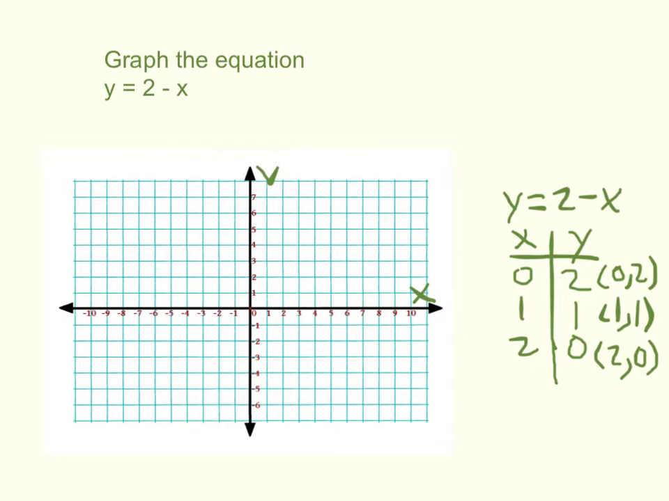And then so I've got (0, 2). So it's right there on the y-axis. Next I have (1, 1), and finally I have (2, 0). And then I'm going to draw a line through those points. If I could, I'd use a ruler. However, I can't, so I'm going to draw it the best I can, and I'm going to remember to label my line. And there you see, I've graphed that equation, y equals 2 minus x.